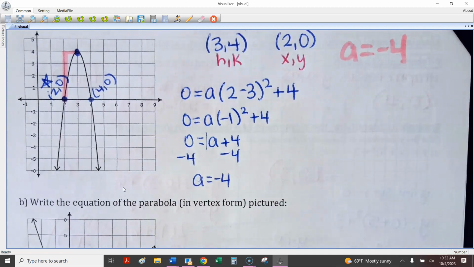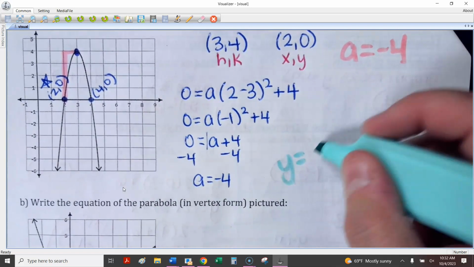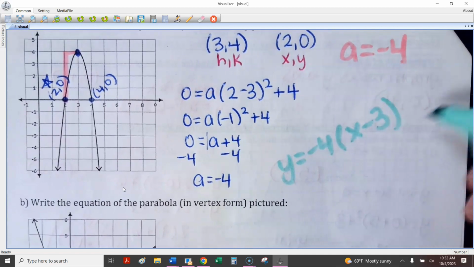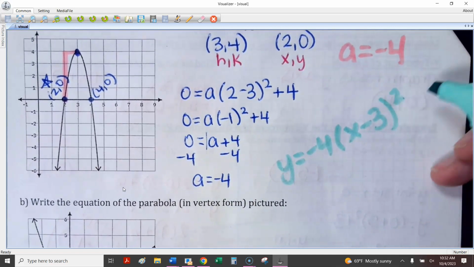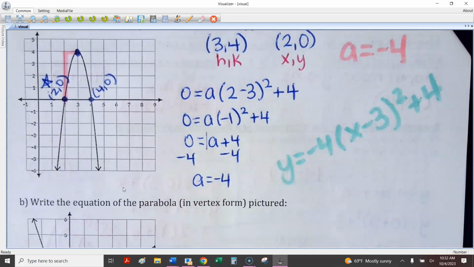The answer then, let me write the equation here. This would be y equals negative 4, x minus the x coordinate of the vertex, so it'd be x minus 3, that'd be squared, and then my k value was 4. So if you have a picture of a graph, you might be able to figure out the a value without doing the algebra, but you don't have to. You can do the algebra if you want.